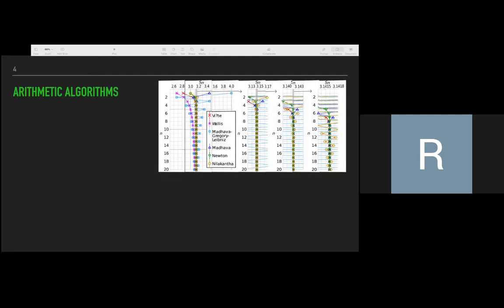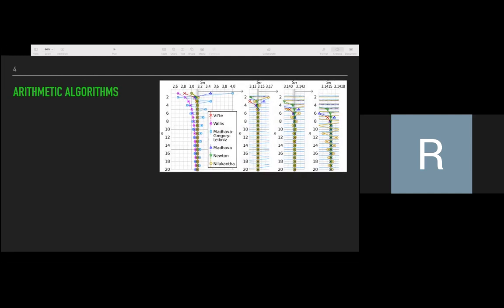Now, arithmetic algorithms. These are essentially algorithms to compute pi. On the right, you have their speed of convergence. The Viète formula, you can see it in red here. It's about linear. The constant in front is 0.6.